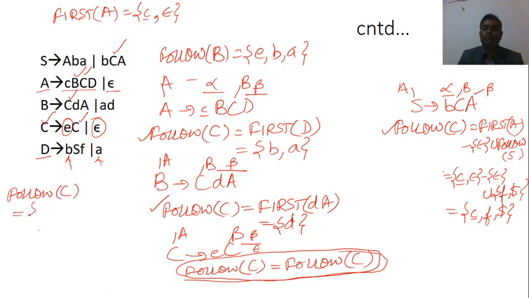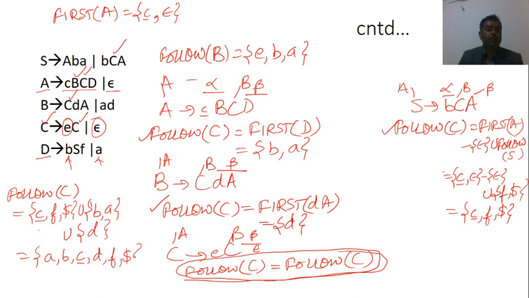Follow of C equal to C F dollar union B A union D. This one, and this one. So it will be equal to A, B, C, small c, C, D, F, dollar. This is our follow of C.